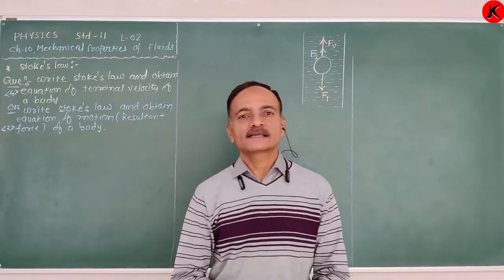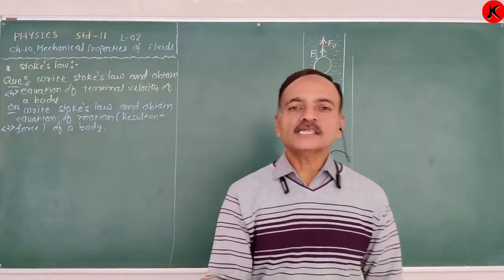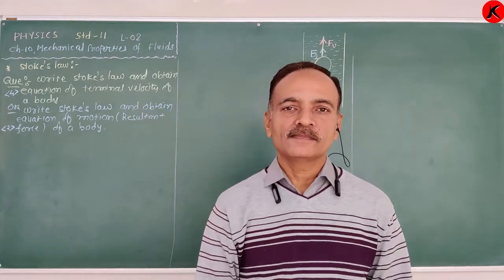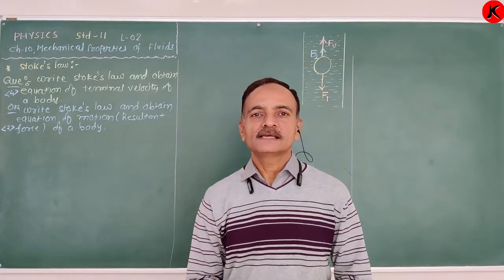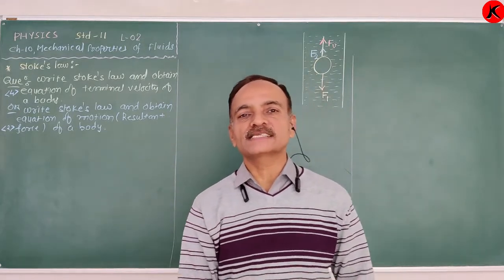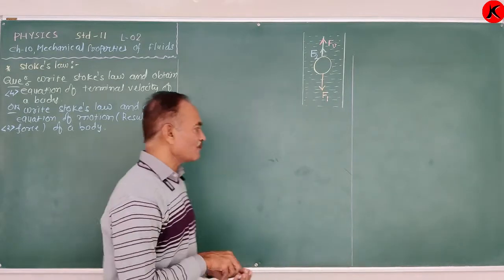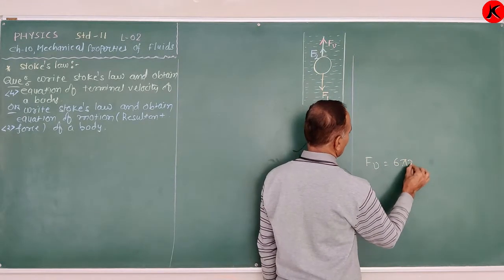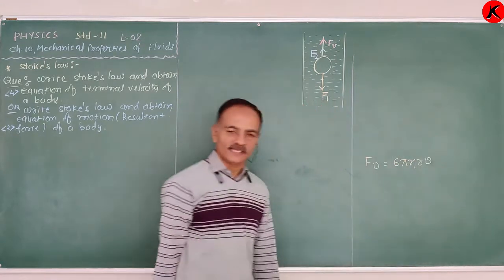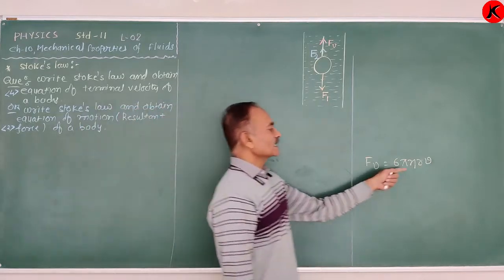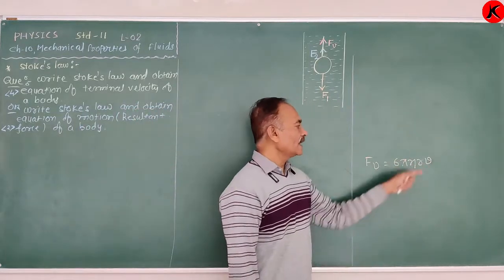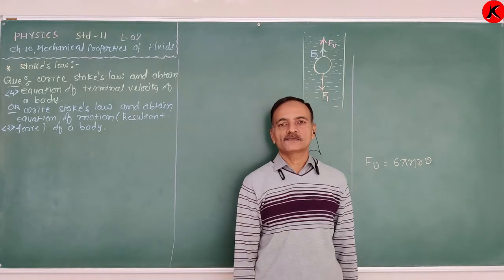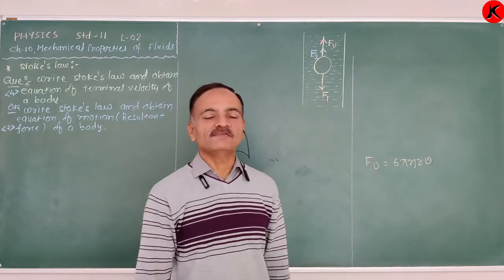Stokes observed that when a small spherical solid body is moving in a viscous medium with velocity v, the medium having coefficient of viscosity eta, at that time the viscous force or the resistive force acting on the body is F of v equal to 6 pi eta rv. Eta is the coefficient of viscosity of a given fluid, r is the radius of the spherical solid body, and v is the velocity of the body in the viscous medium.